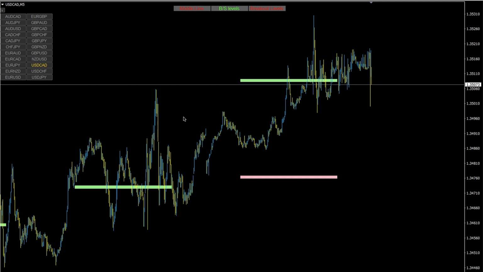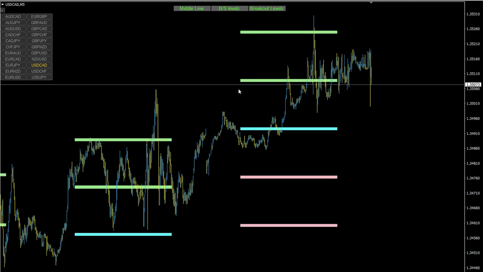Now you can use all the levels for reversal. And you also have the buy and the sell breakout levels. So the Camarilla levels provide you with an opportunity to trade reversals and to trade breakouts. So in this case, as you can see, all these levels can be used for reversals.